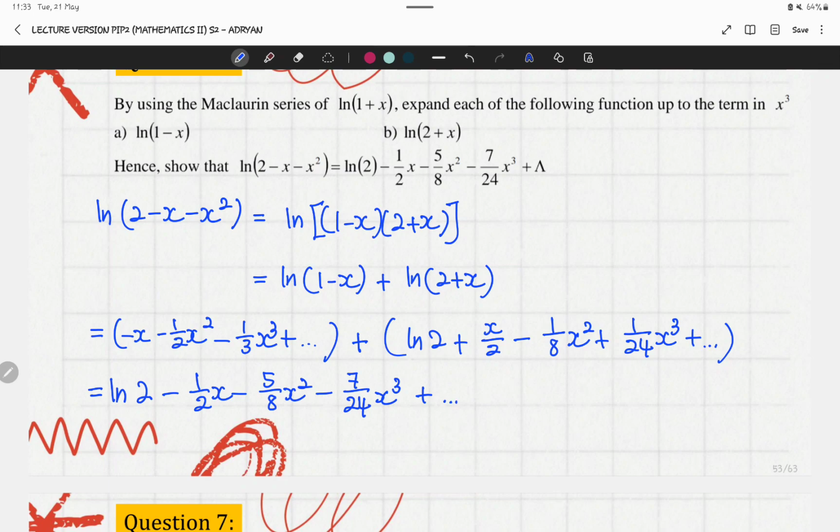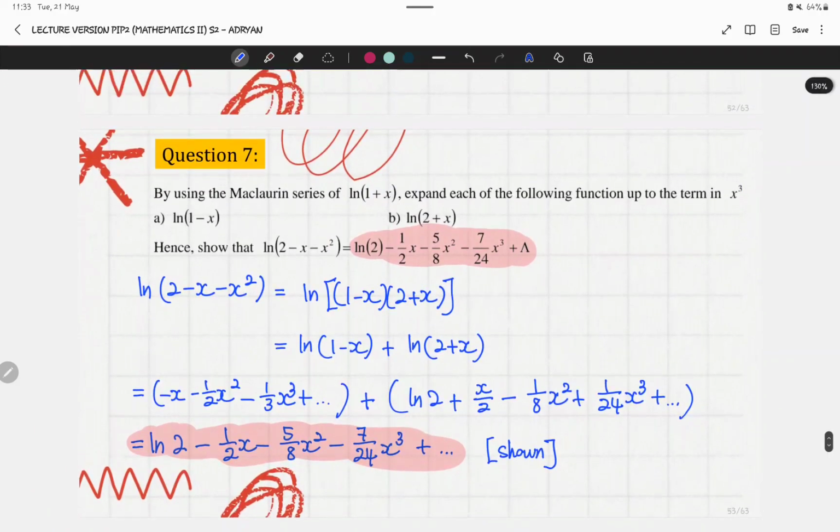So therefore you can notice that it actually applies to what the question wants. You have already proven your answer here. Don't forget to write 'shown' at the side as your final proving. Okay, so this is for question 7.